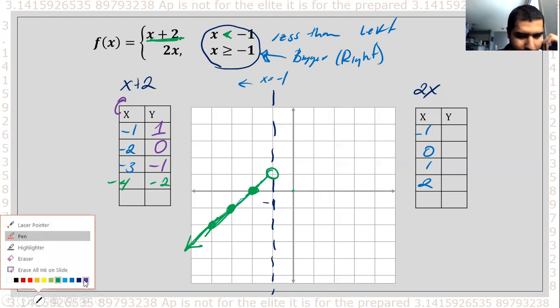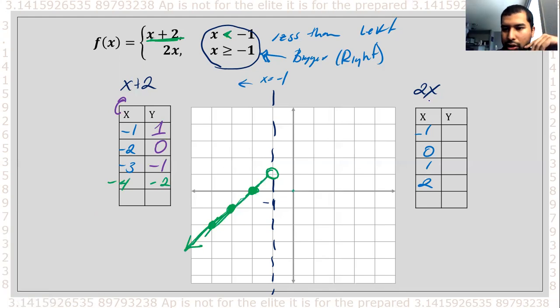Let me go ahead and do this with purple. 2x, so I'm going to get that -1, I put it into here and I substitute. So 2 times -1 is -2. 0 times 2 is 0. 1 times 2 is 2. And 2 times 2 is 4.